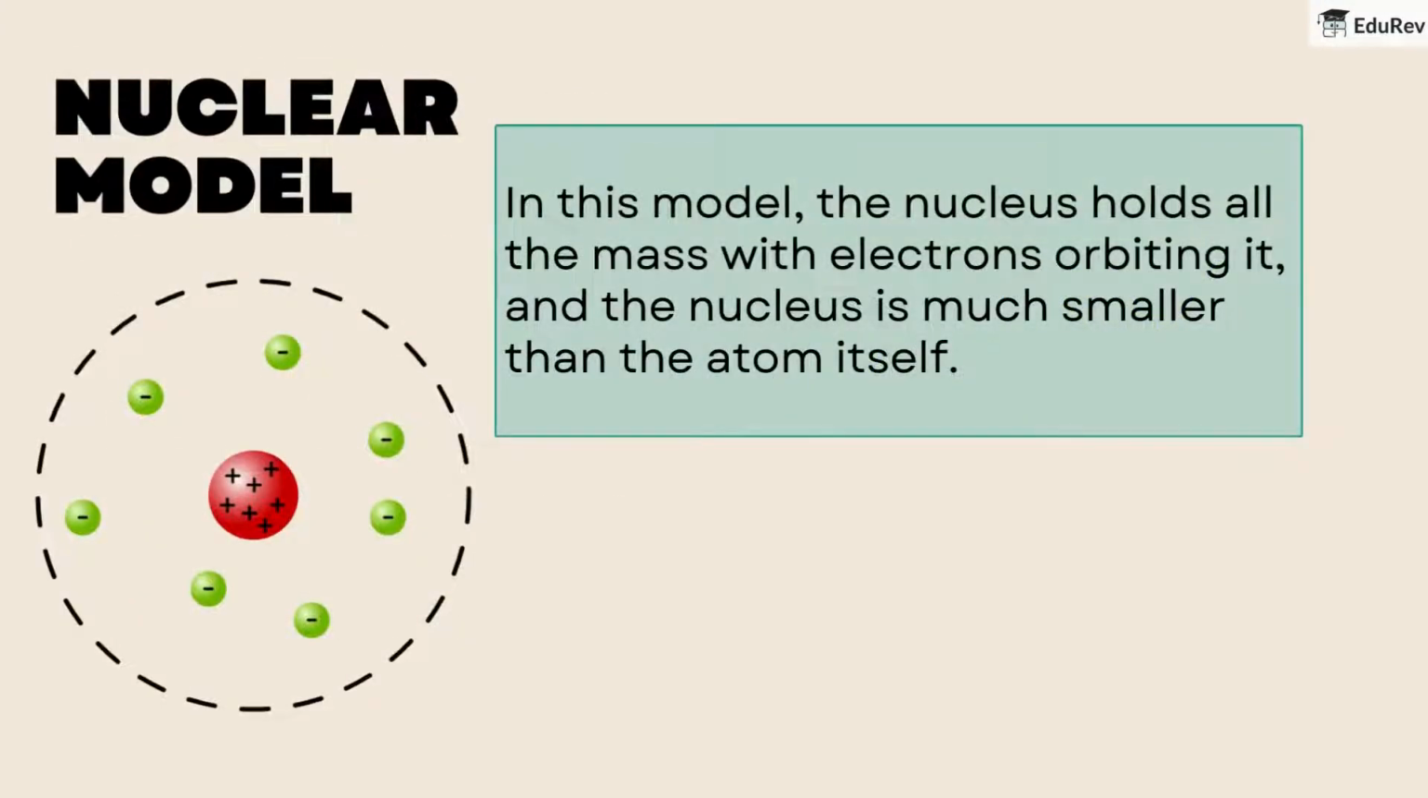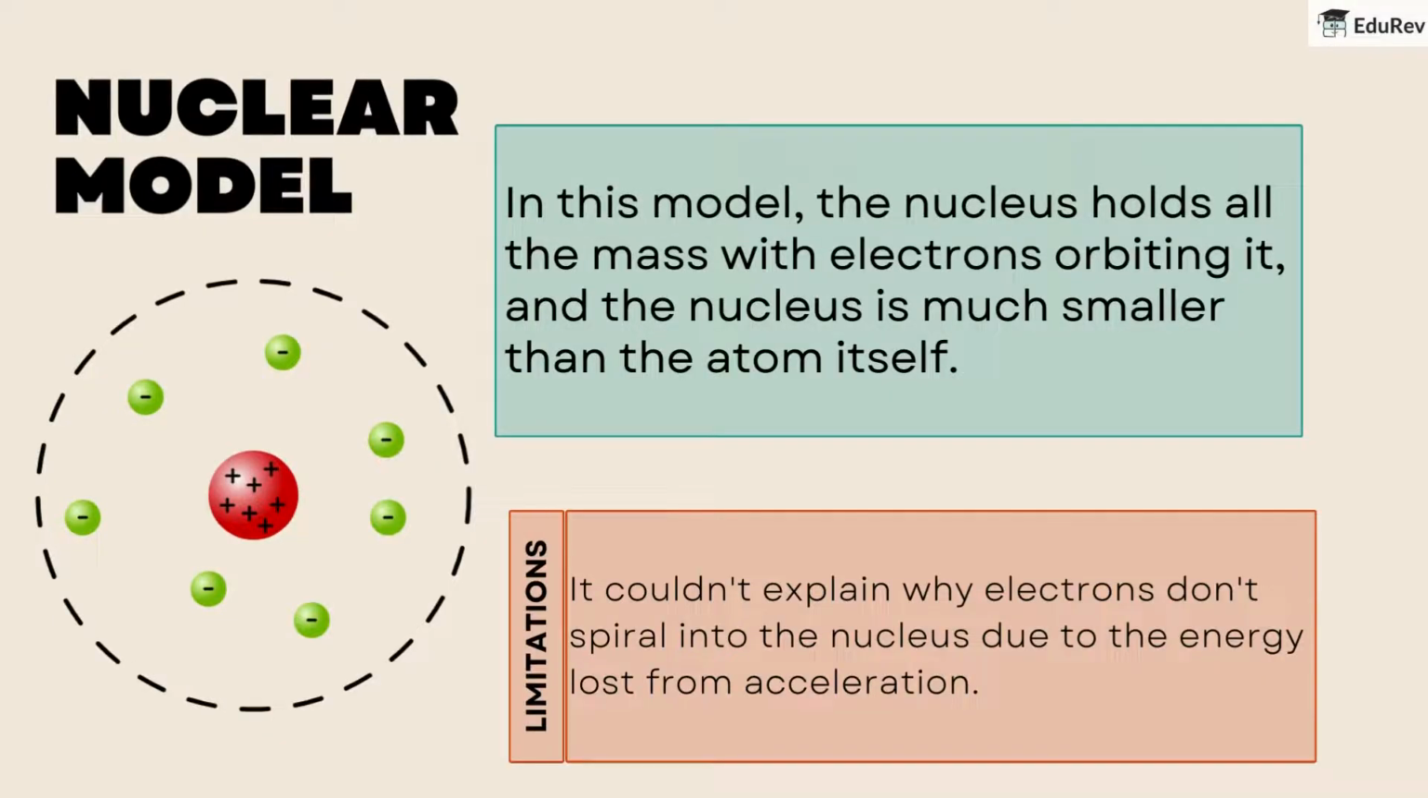In this model, the nucleus holds all the mass with electrons orbiting it, and the nucleus is much smaller than the atom itself. However, this model had a limitation. It couldn't explain why electrons don't spiral into the nucleus due to the energy lost from acceleration.